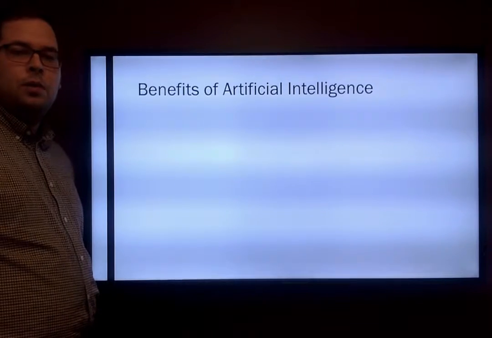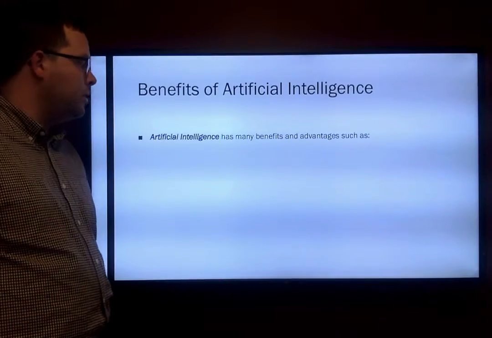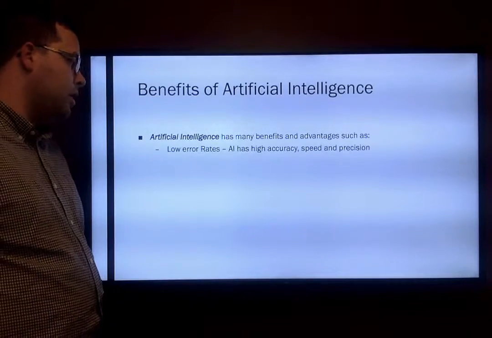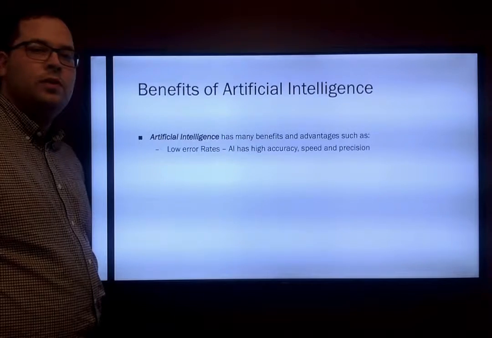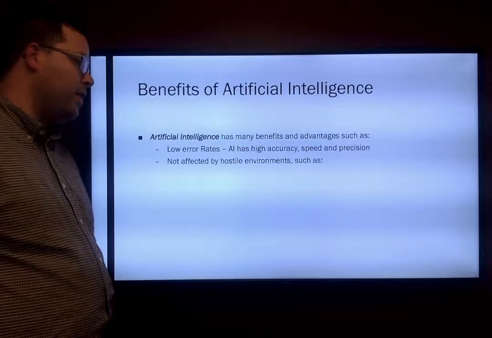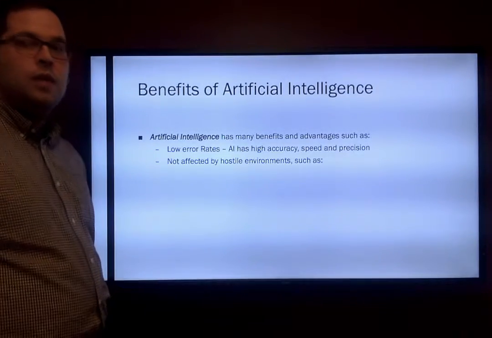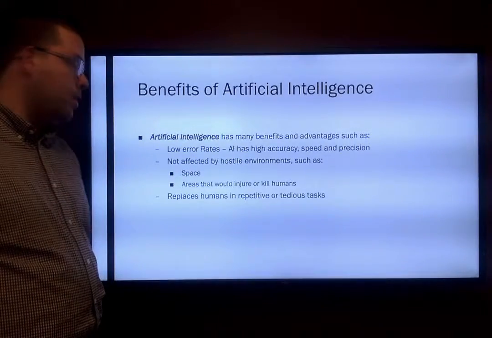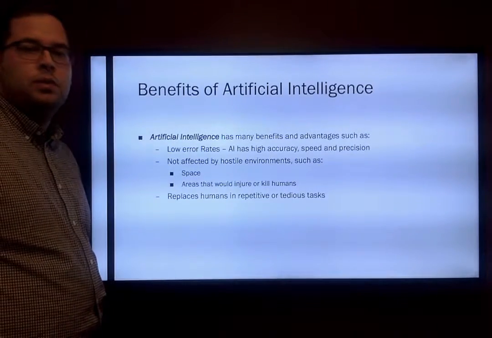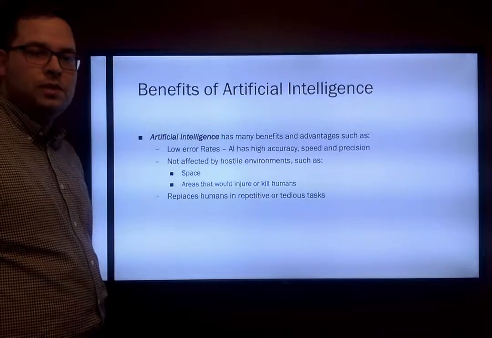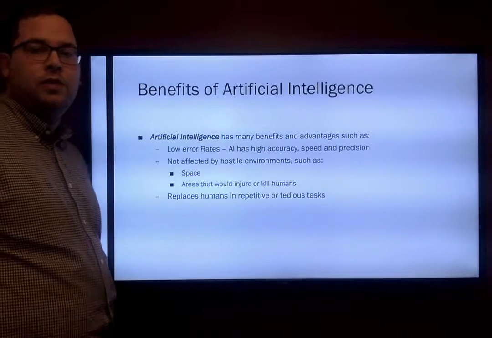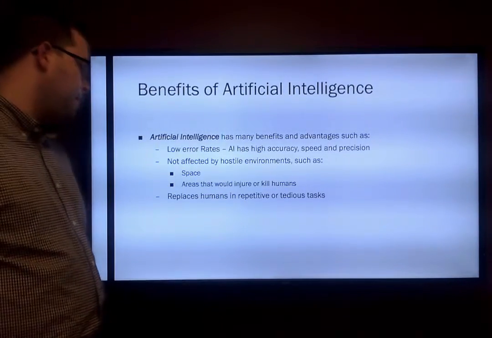So next I'm going to talk about a few benefits of artificial intelligence. Artificial intelligence has many benefits and advantages, and they include low error rates. Artificial intelligence has accuracy, speed, and precision. It's not affected by hostile environments, such as space or areas that would injure or kill humans. So basically, we are able to send artificial intelligence to places that humans might not be able to go, or might have a chance of getting injured if they went there.